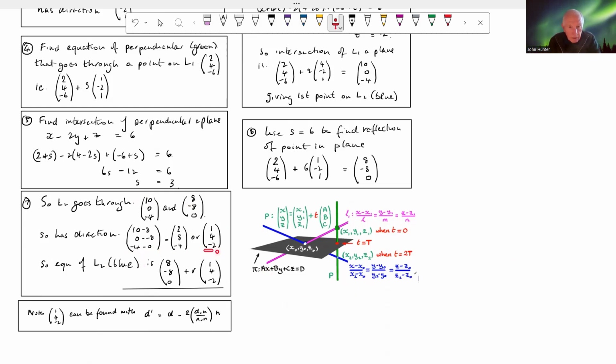So we've got our direction vector. We've got a point on the line. I'll use that one. So the equation of the blue line is simply that, plus some scalar multiple. We use r this time for this blue line, times the direction vector. So that would be the equation of that line.